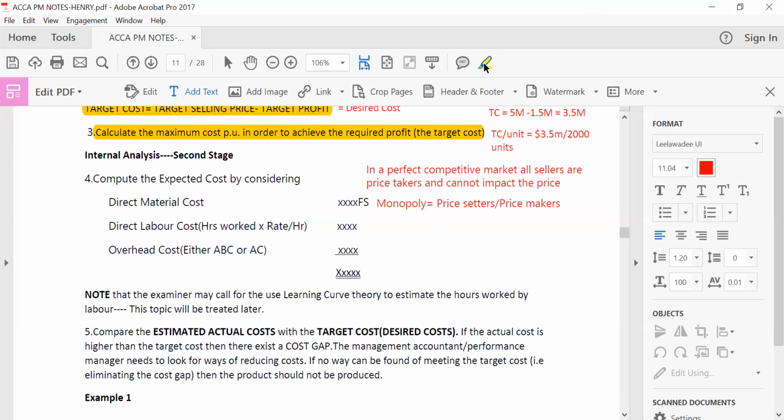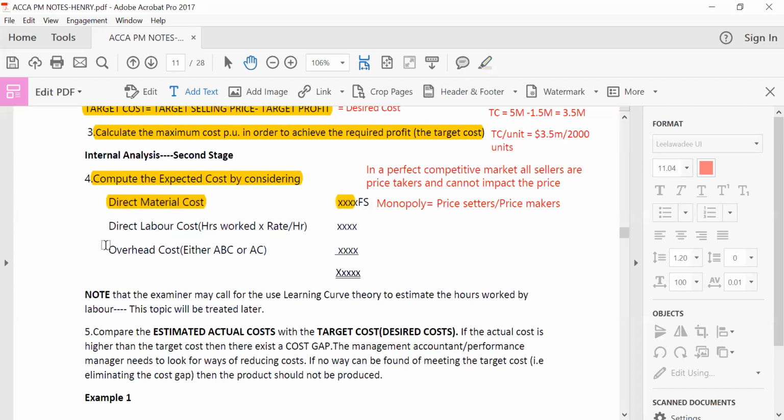So after hearing all those bits from the customer's external perspective, you now come in-house to produce it. Step 4 says compute the expected cost by considering this bit. So you've heard those things from the customers, you now come in-house and get those things done. If you know for sure you need to incur material cost, what is the material cost? That bit, you pick it up.